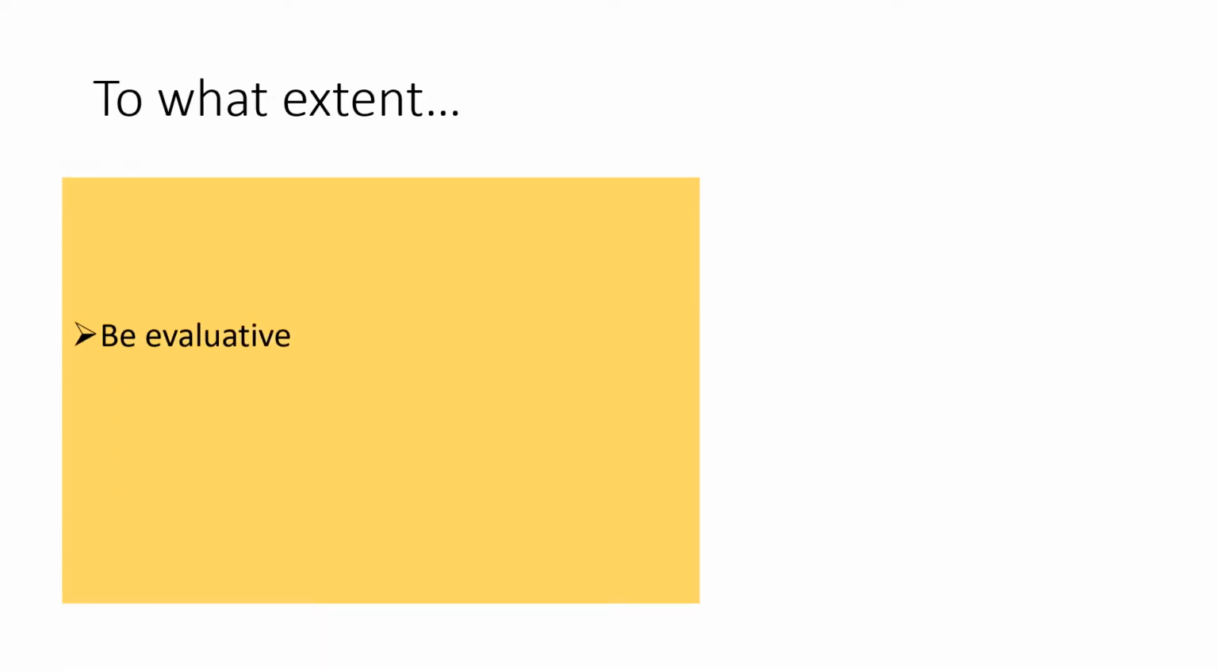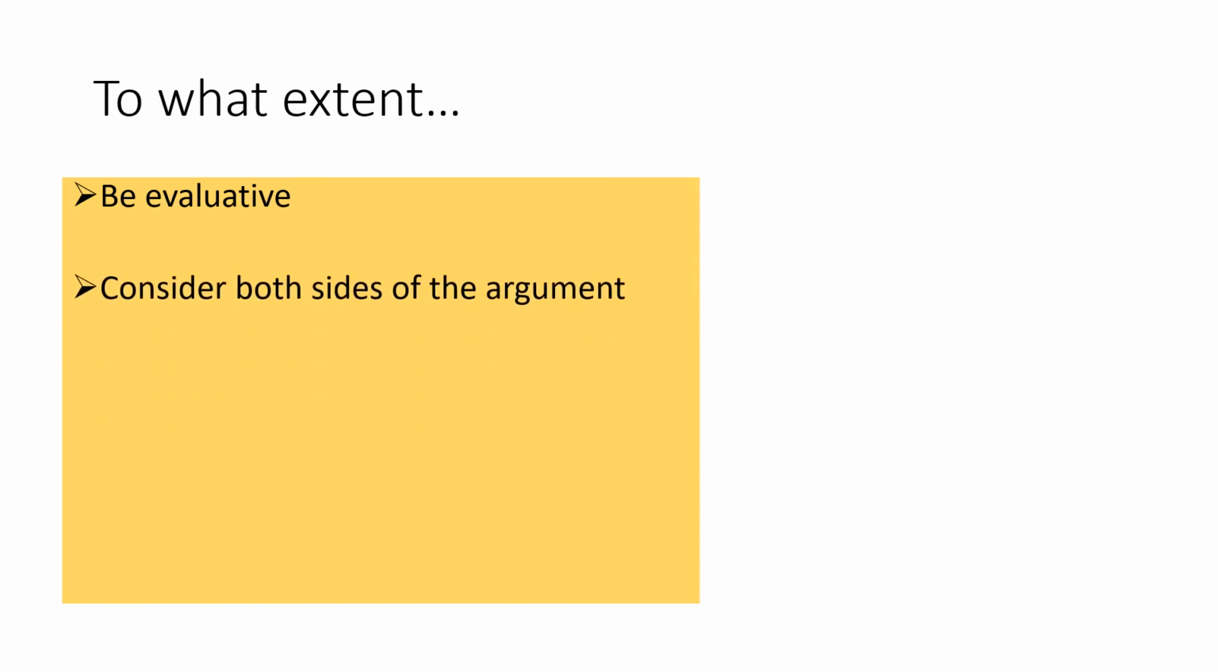So a to what extent question requires you first of all to be evaluative. That means you must consider, where possible, both sides of the argument. The statement will normally be framed in such a way that it's easier to agree with it than disagree with it. But that's up to you as a student and how you read the text. Normally they're leading you to agree with the statement to the larger extent.